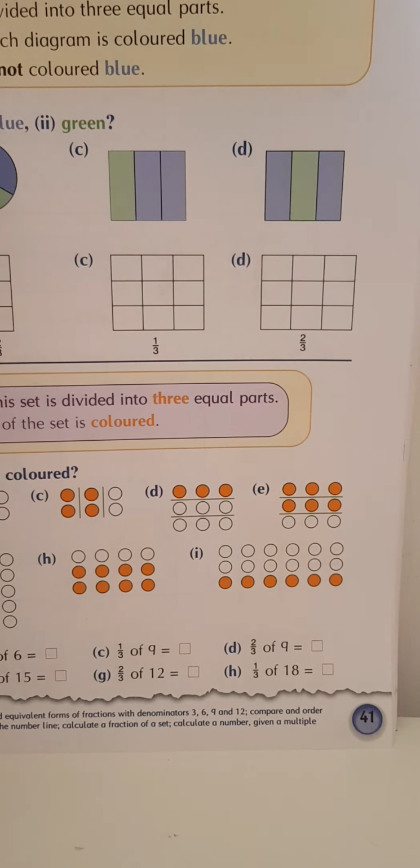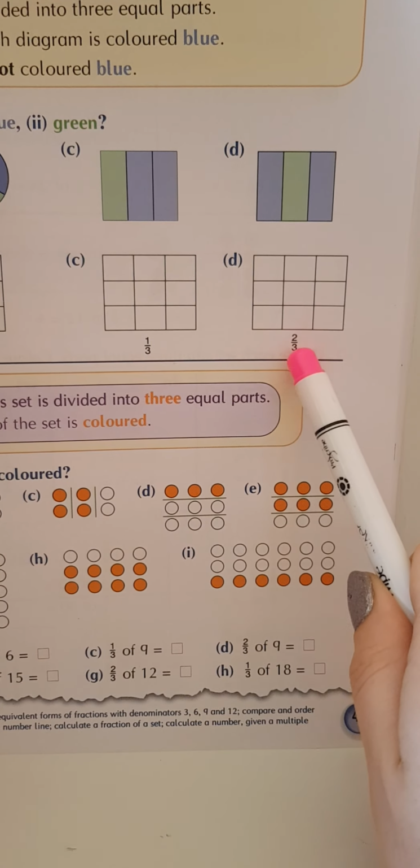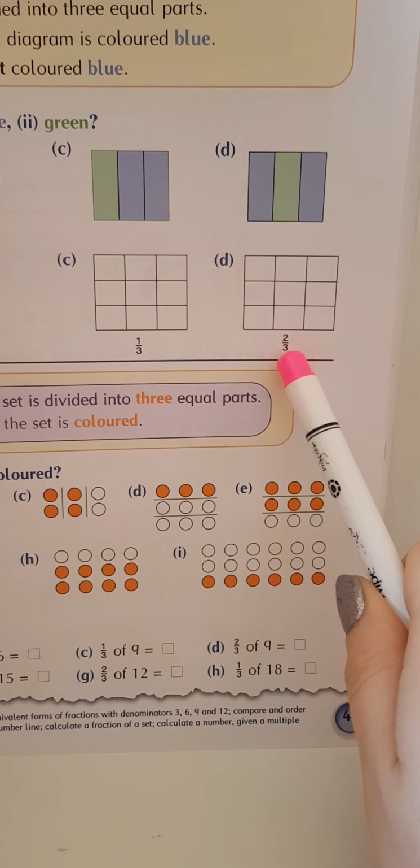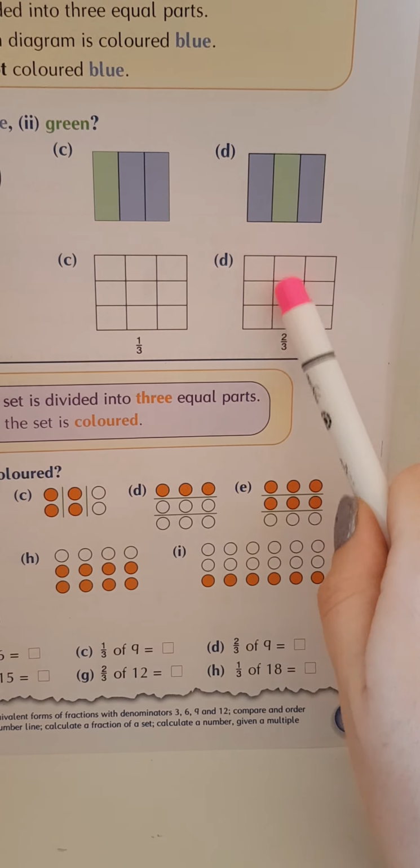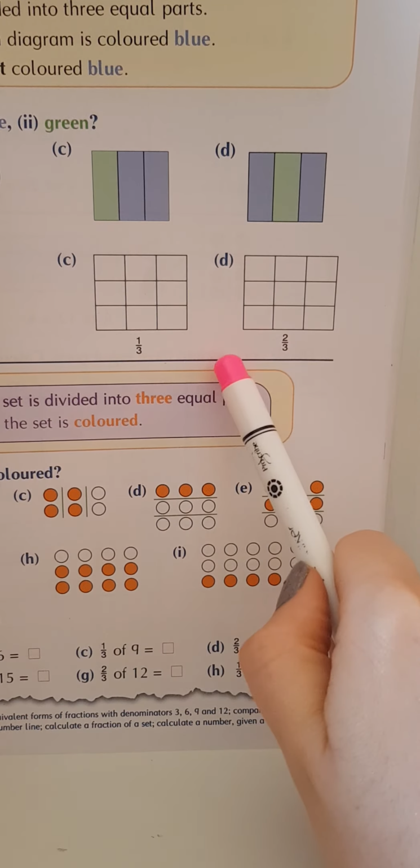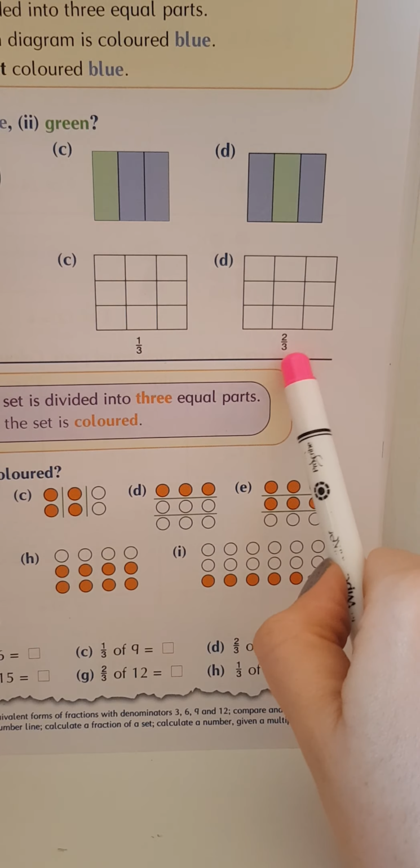In this one, it's the same idea, except this time you're colouring in 2 parts out of 3. So this will be one person's part, this will be another, and this will be another. And out of the 3 people, you're colouring in 2 of their parts.